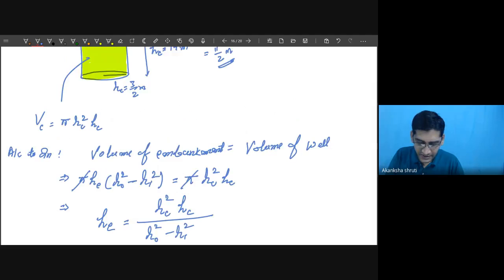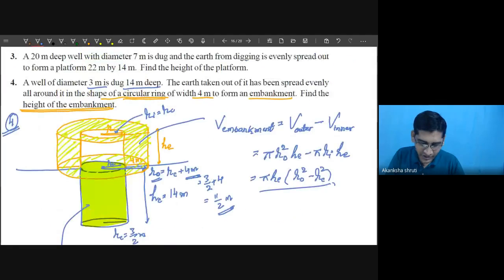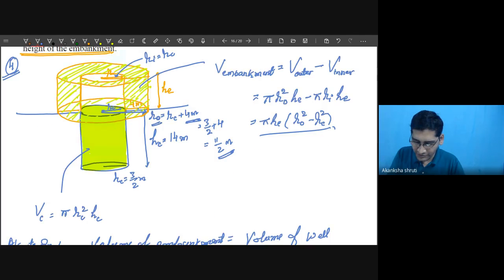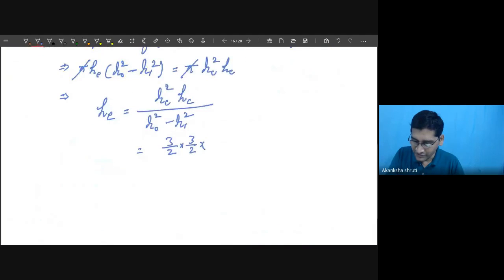So R_C is 3 by 2. It is given that the diameter of this well is 3 meter, therefore the radius obtained is 3 by 2. So it is 3 by 2 square, better to write it as 3 by 2 into 3 by 2. The height, which means the depth of this cylindrical well, is 14. So write this as 14.